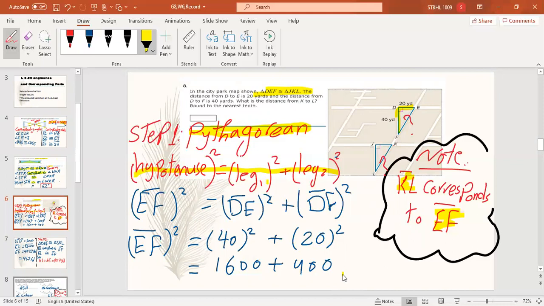And then we will substitute by the lengths. Line segment DE squared will be 40 squared plus DF squared 20 squared. And 40 squared means repeated multiplication 40 times 40, which is 1,600. And 20 squared means repeated multiplication 20 times 20, which is 400. So EF squared is 1,600 plus 400, which is 2,000.